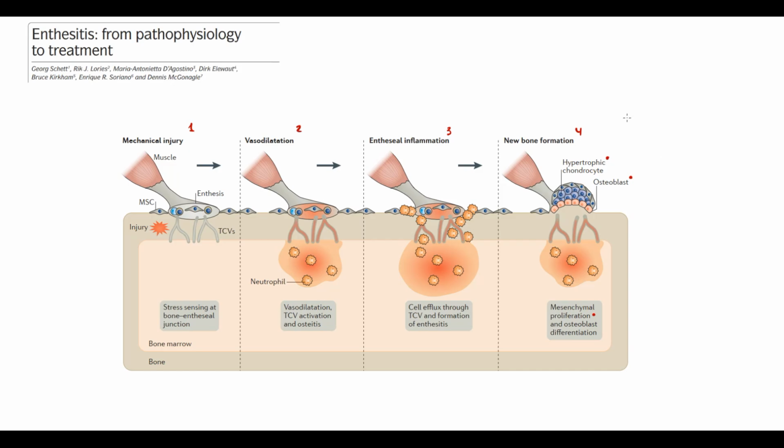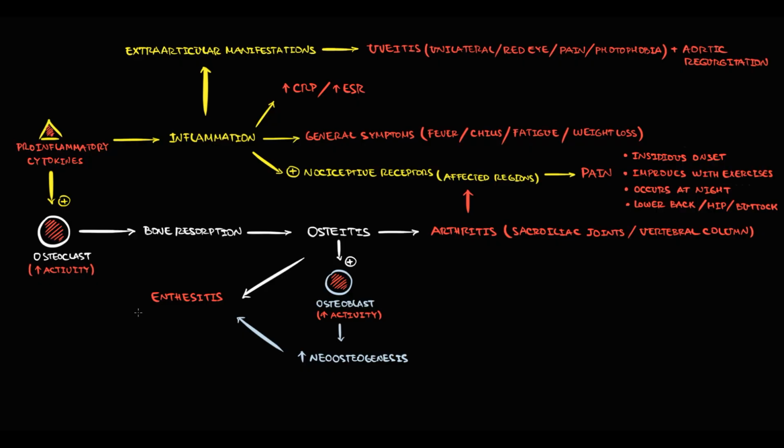And exactly neosteogenesis can cause fusion in the sacroiliac joint or fusion of the vertebrae, which is the signature feature of ankylosing spondylitis. So, clinically, enthesitis manifests as tenderness at sites where tendon attaches to the bone, and usually enthesitis affects the Achilles tendon, plantar fascia, and tibial tuberosity.